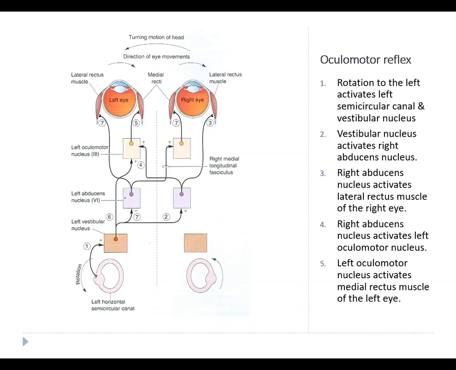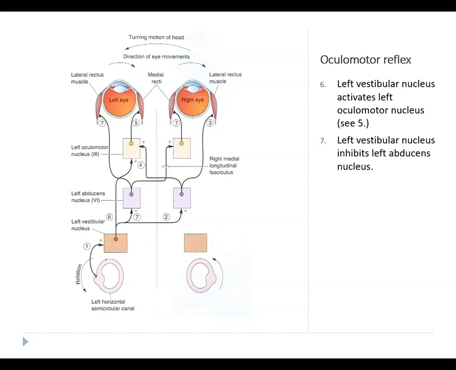Meanwhile, on the left side, the left vestibular nucleus also has a projection to the left oculomotor nucleus that's excitatory, and that causes the same thing as the projection from the right abducens nucleus. So the left oculomotor nucleus gets two excitatory inputs, one from the vestibular nucleus on the left-hand side, one from the abducens nucleus on the right-hand side, but the effect is the same. It increases the contraction of this left medial rectus muscle.